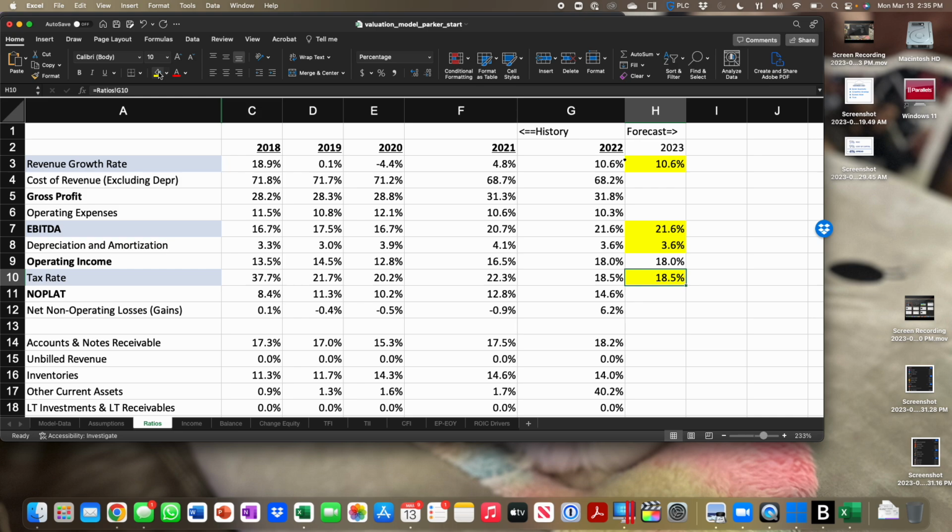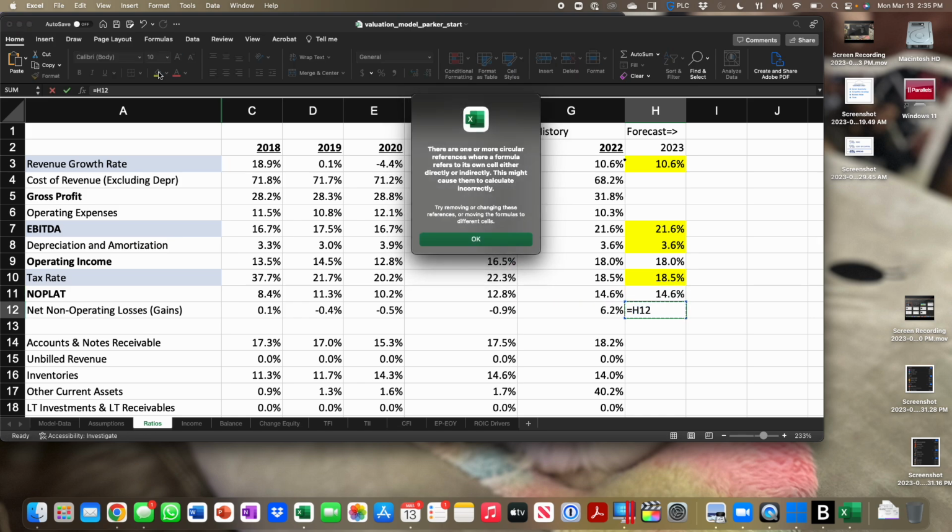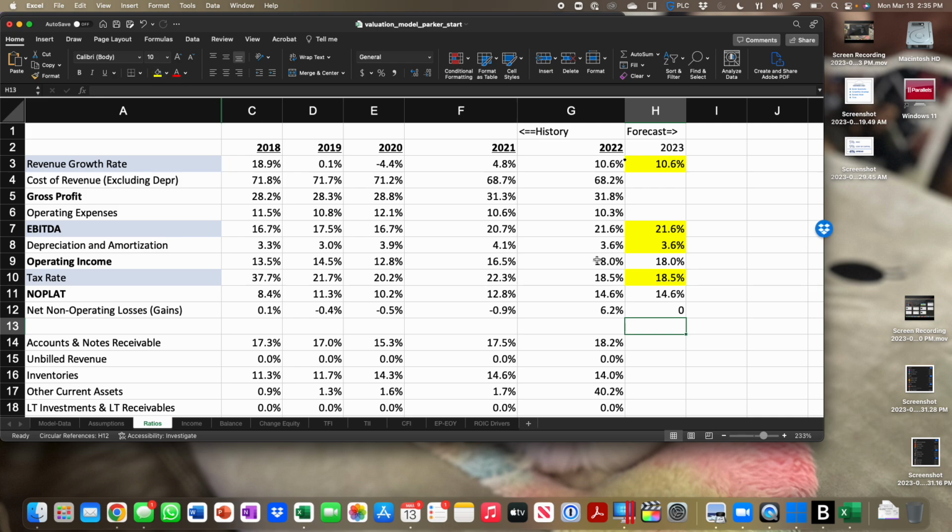Operating income after tax is NOPLAT. So basically take my operating income times 1 minus the tax rate, get my NOPLAT. Again, I'm going to be lazy. That is the formula in G11. Copy G11, go to H11, paste. 14.6%. I've solved for that, not yellow. The final income statement ratio is non-operating gains or losses as a percentage of sales. Equals the previous year. So H12 equals G12. Again, yellow, because that could change.